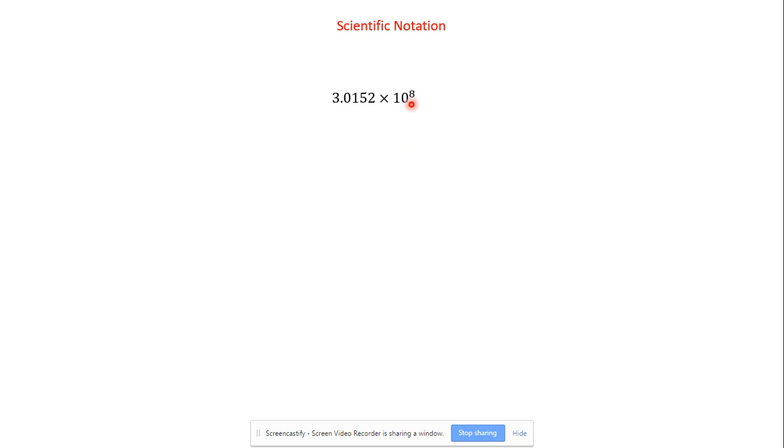A positive exponent means it's a really big number. A negative exponent means it's a really little number, like 0.00000 something. And so this, I said you move it 8 to the right, you get this big number. Here's one with a negative, 2.3 times 10 to the negative 5. We move the decimal point to the left.